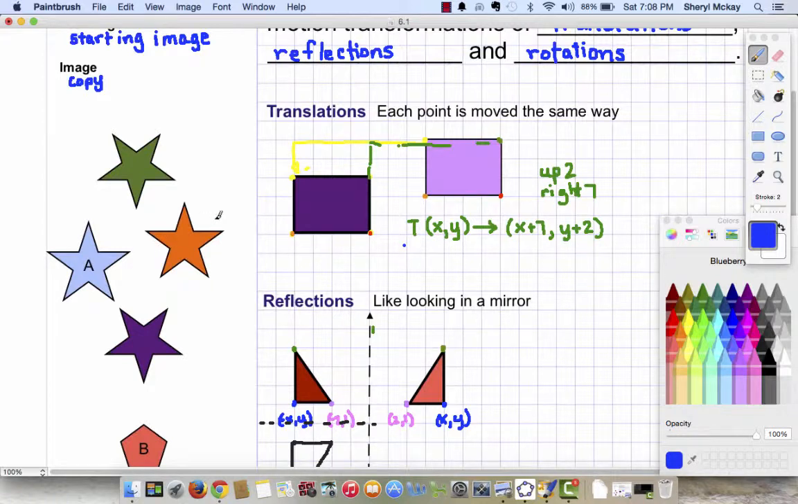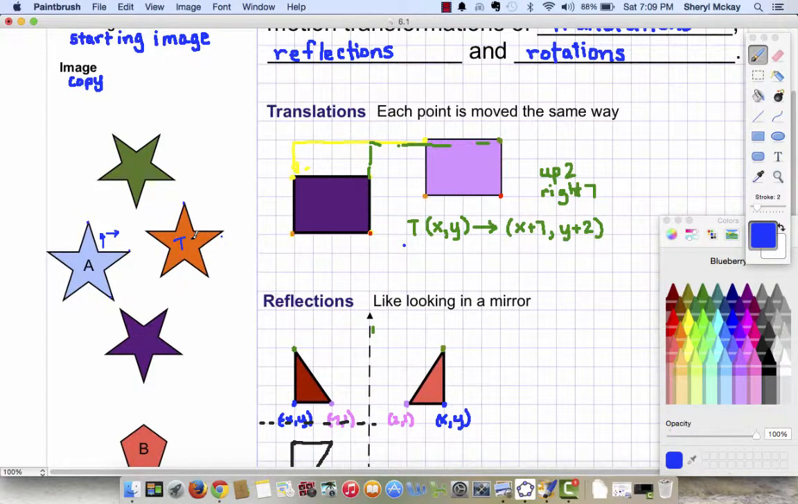Well, hopefully you said that it was the orange one. This is the translation, okay? Because basically we moved this point to this point to this point. You can see that all we did was slide. We went up a little bit and over a little bit, right? We went probably over, I don't know, maybe 7 and up 2 or so. So our orange one was our translation.